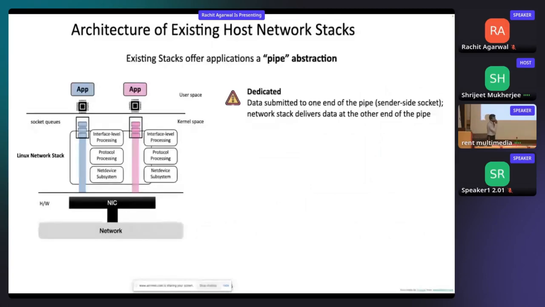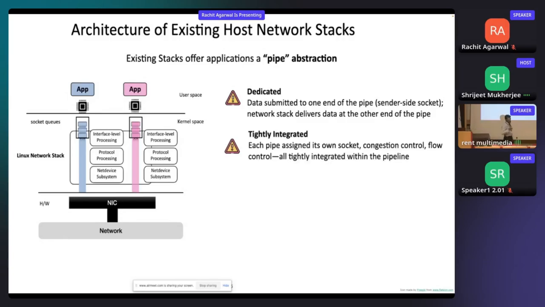So what do we have? These pipe abstractions, if you think about it, if I take the entire kernel network stack and just divide it, for simplicity of discussion today, into three layers: I have some interface level processing, I have some protocol processing, and I have this NIC device subsystem, right? And then the packets get into the NIC. So my first argument is that since the very first network stacks, we have had very dedicated pipes, right? Each application submits data to one end of the pipe and gets data from the other end of the pipe. It's dedicated in the sense that this pipe is the sole owner of that data, okay? And the network stack delivers data to the other end. So I'm going to call it dedicated pipes.